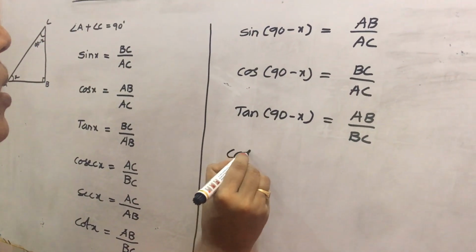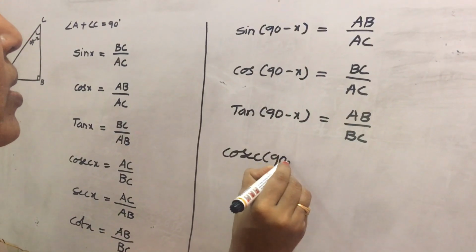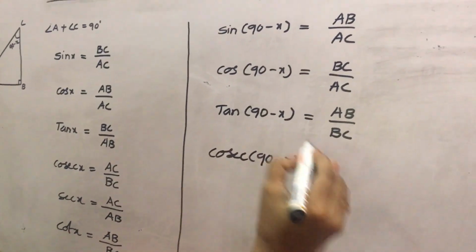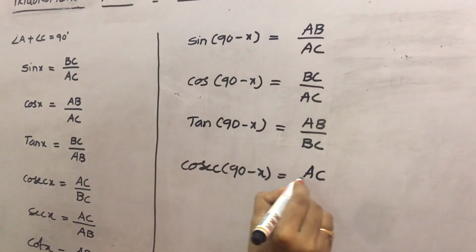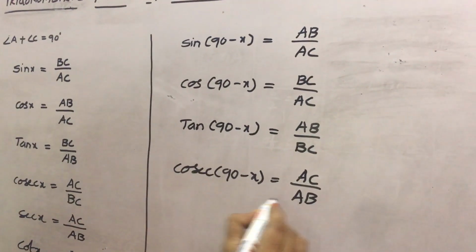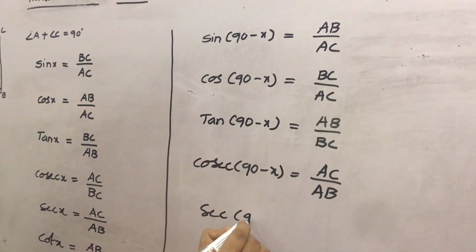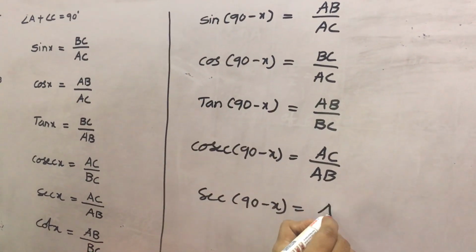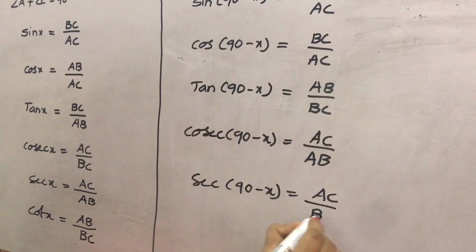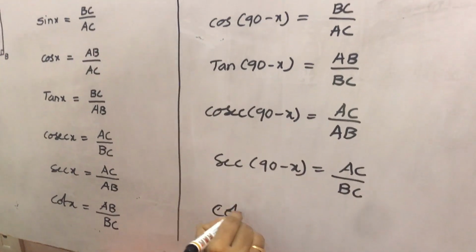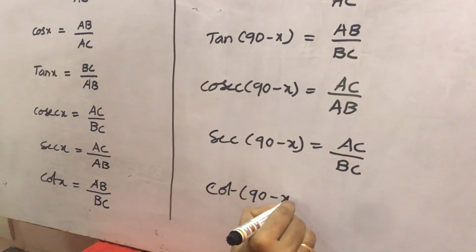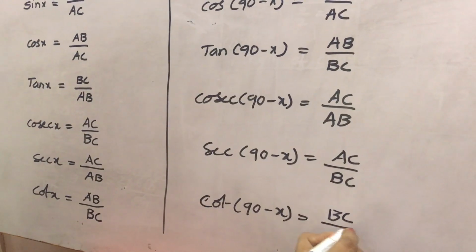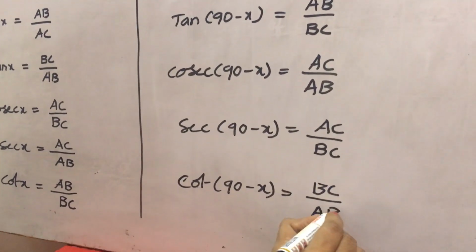Now we can write other secondary trigonometric functions easily. Cosec 90 minus X is equal to, which is the inverse of sin 90 minus X. We can write AC by AB. Sec 90 minus X is equal to, which is the inverse function of cos 90 minus X, AC by BC. Now cot 90 minus X is equal to, which is the inverse function of tan 90 minus X, which is equal to BC by AB.